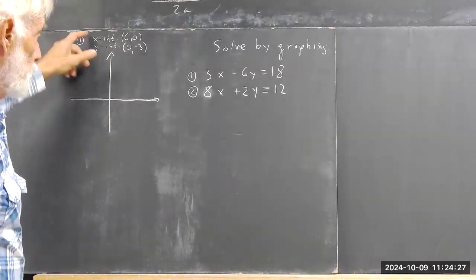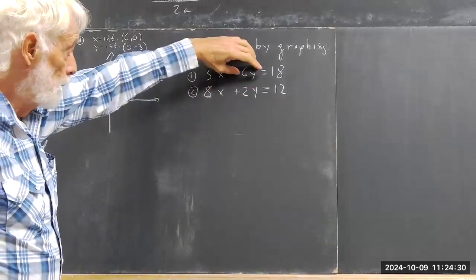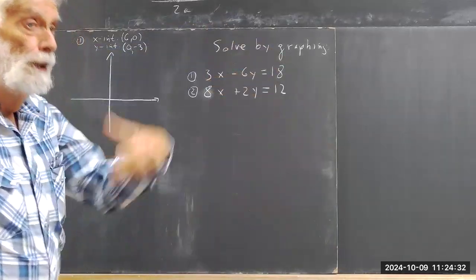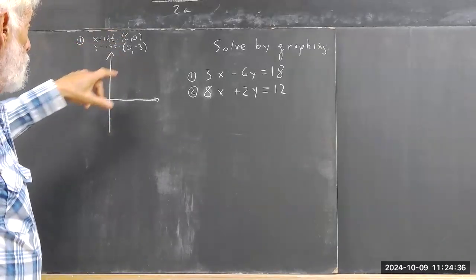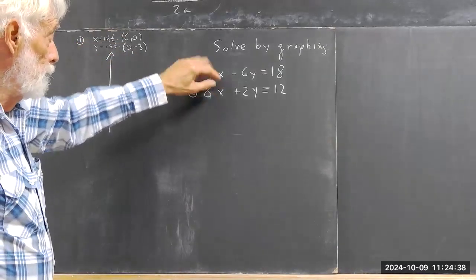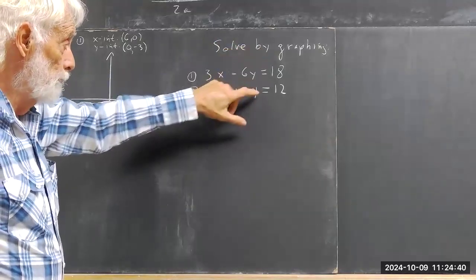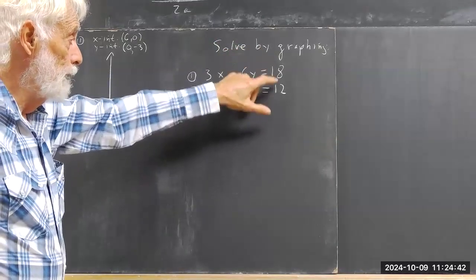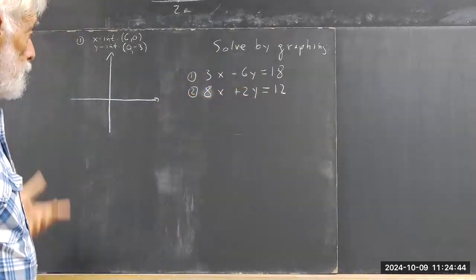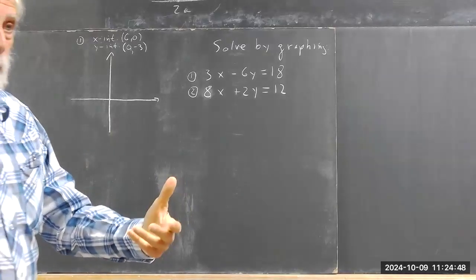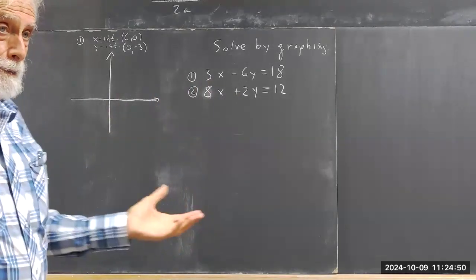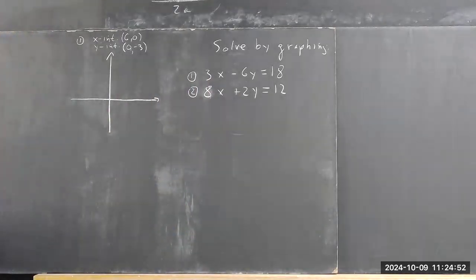Again, the x-intercept occurs when y equals 0. If you let y equal 0, you get 3x equals 18. Divide by 3, you get 6. And that's your x. And if x equals 0, this goes away, and you get negative 6y equals 18. Y equals 18 over negative 6, which is negative 3. Now, I'm saying that for the benefit of anybody who might be watching, because everybody here, I think, understands what to do.